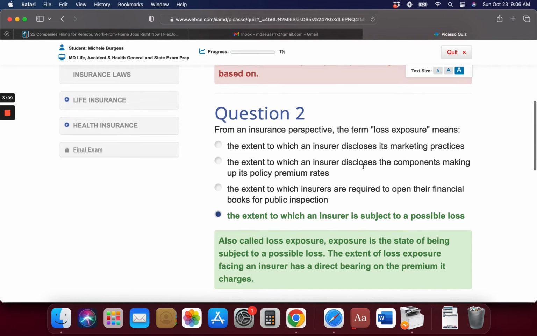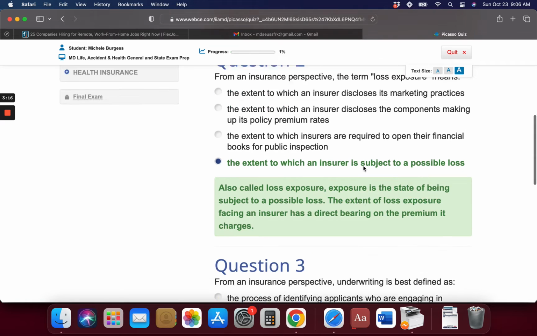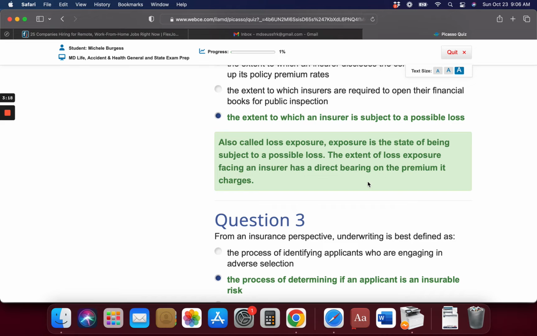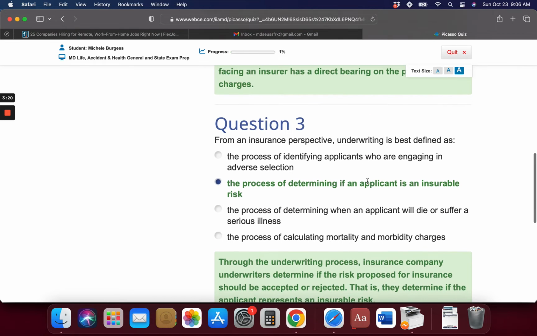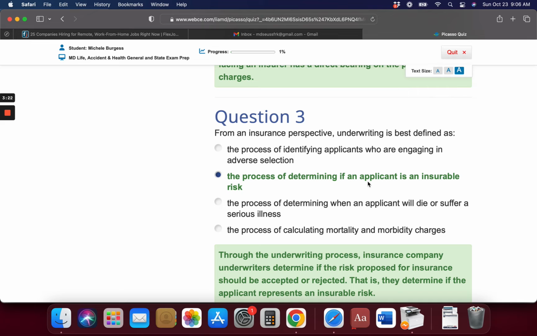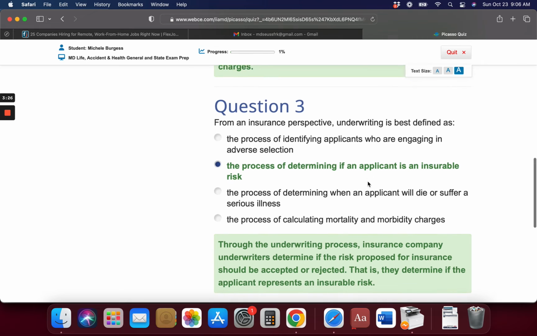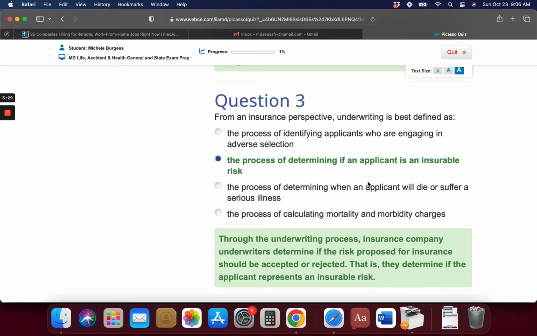All right, number 2, I got right. Yay. So loss exposure is the extent to which an insurer is subject to possible loss. All right, so from an insurance perspective, underwriting is best defined as the process of determining if an applicant is an insurable risk.